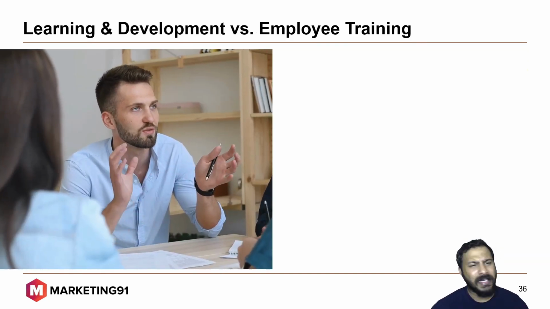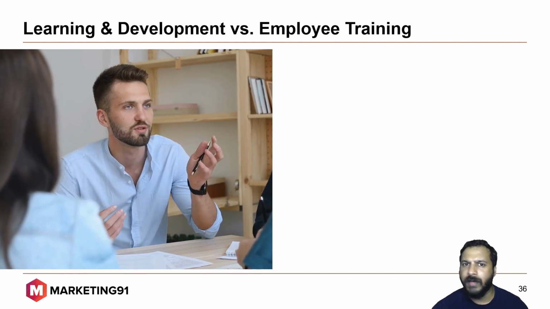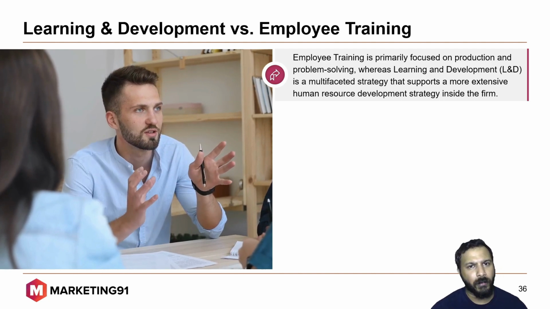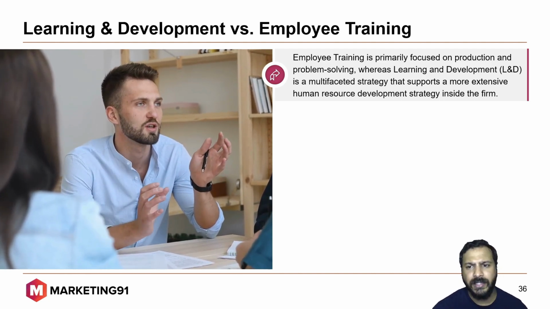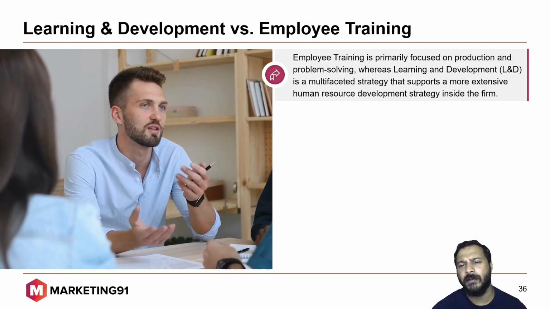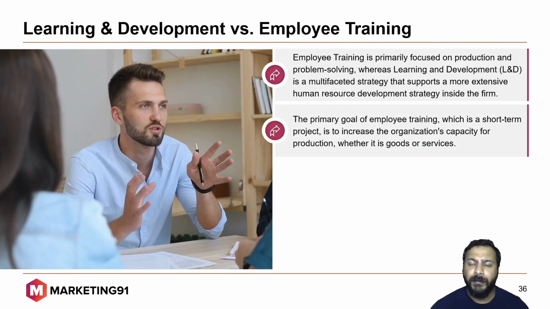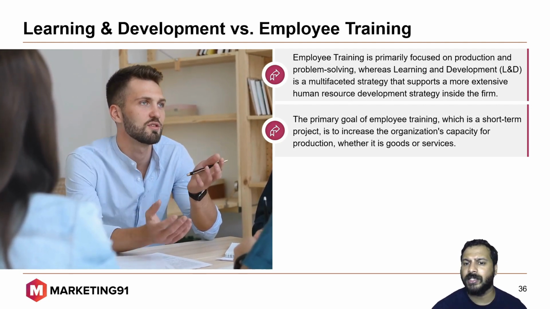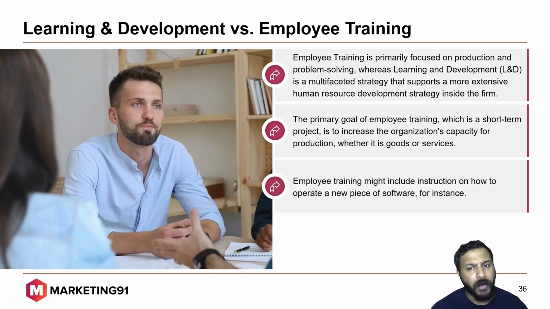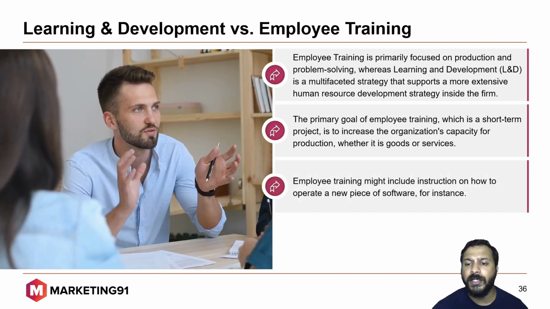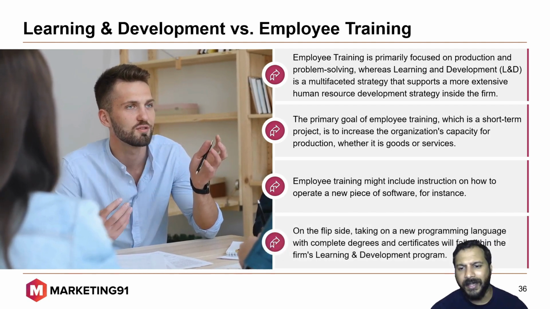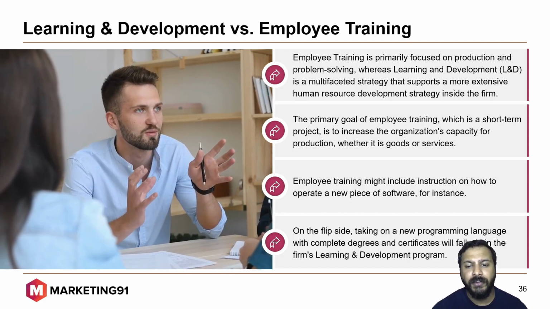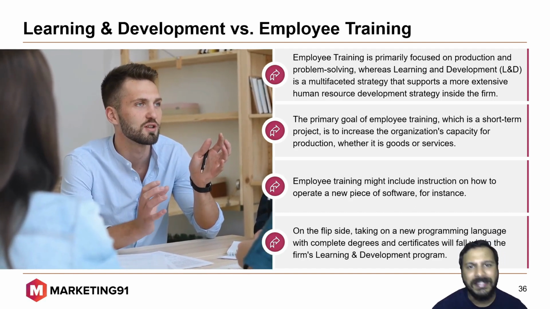Moving on to the key differences between a learning and development program and the gamut of employee training. Employee training is primarily focused on production and problem solving, whereas L&D is a multifaceted strategy that supports a more extensive human resource development strategy inside the firm. The primary goal of employee training in short-term projects is to increase the organization's capacity for production, whether it's goods or services. Employee training might include instruction on how to operate a new piece of software, for instance. On the flip side, taking on a new programming language with complete degrees and certificates which fall within the firm's learning and development program is the L&D gamut.